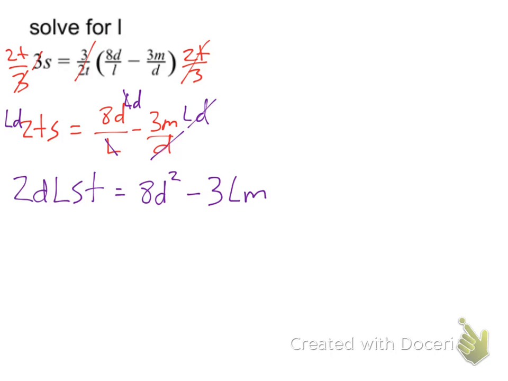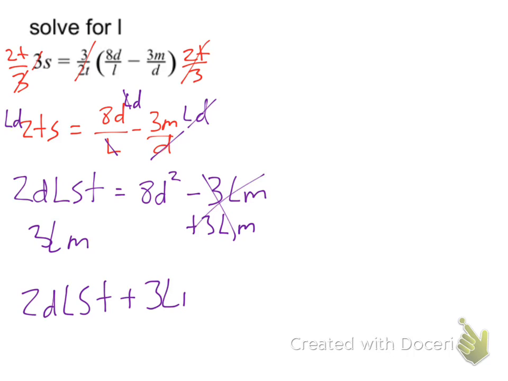I am going to get the stuff that has the L's in it together so that I can factor out an L. Which ones have the L in it? 2DLST. The first and the last term. So I'm going to add 3 LMs to both sides to get it away from the 8D squared. So it's 2DLST plus 3LM. They're not like terms. I can't put them together. Does everybody see I just moved the 3LM to the other side? Yep.